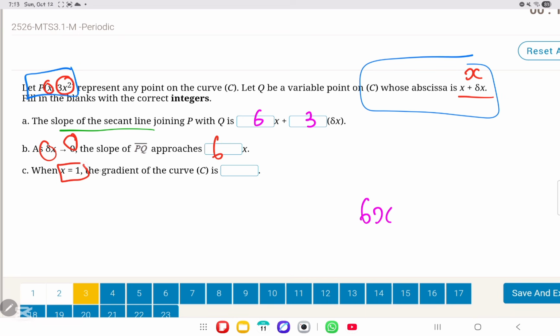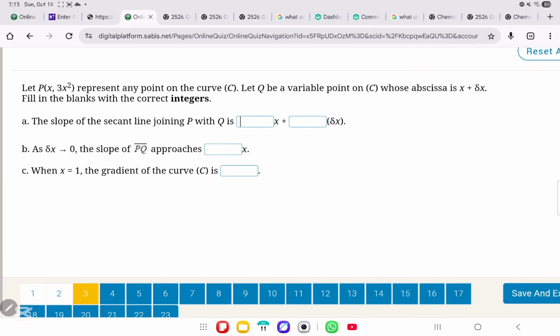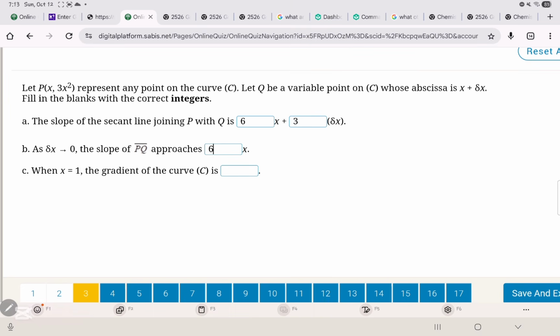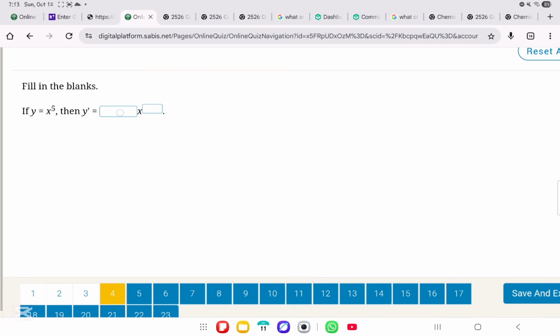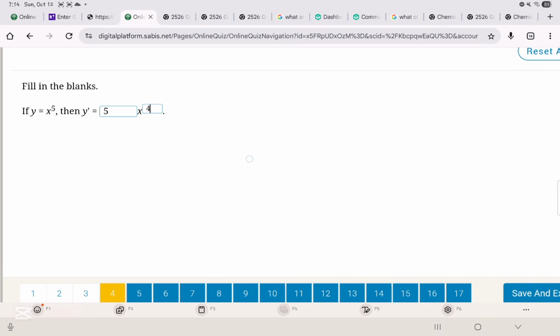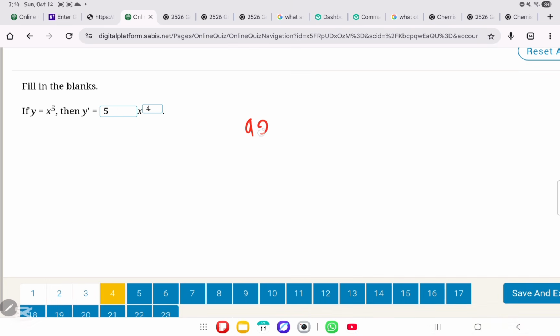Now, when x is 1, what's the gradient? So you just need to substitute x by 1. So it would be 6 times 1, which is 6 as well. So it's 6, then 3, then 6, then 6. We now move on to question number 4. What does it say in question number 4? Okay, this is very easy. If you don't know how to do it, it's ax to the power of n, a times n times x to the power of n minus 1. So in this scenario, it's x to the power of 5. You bring it down, 5x to the power of 5 minus 1, which is 4. Very simply.